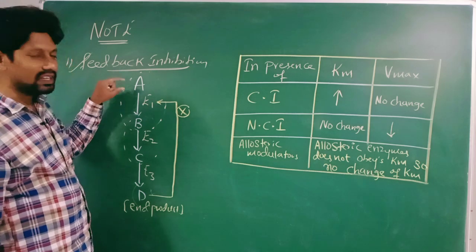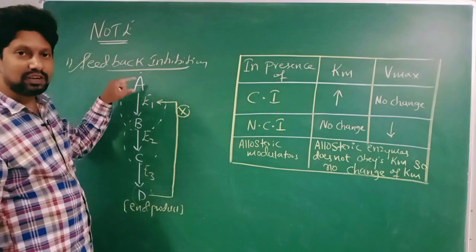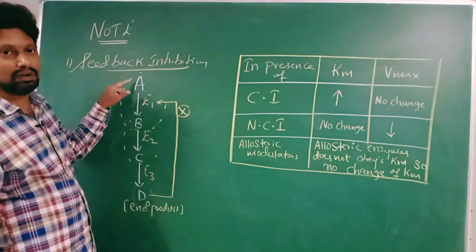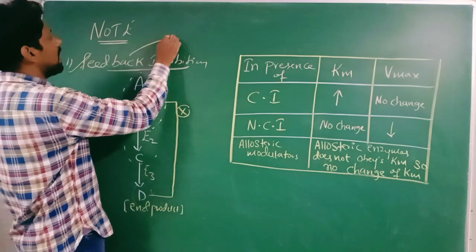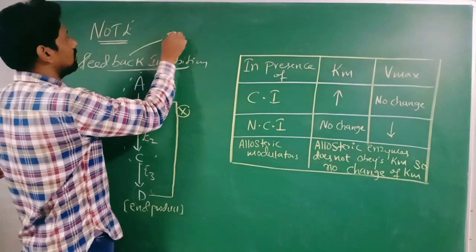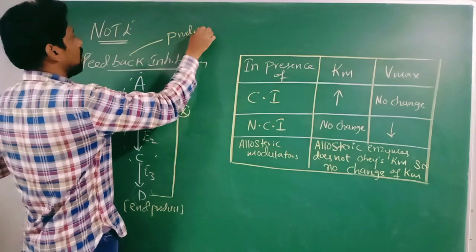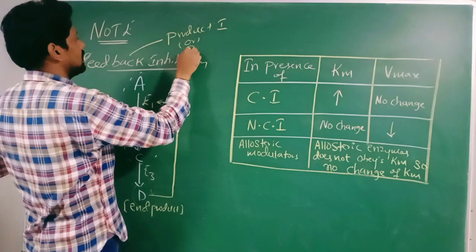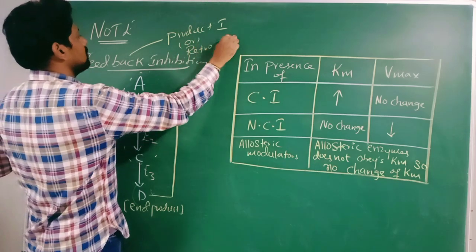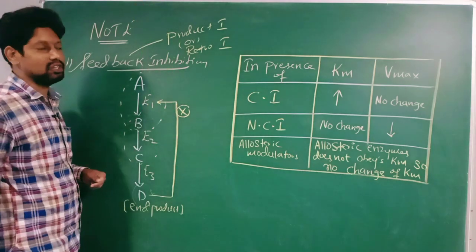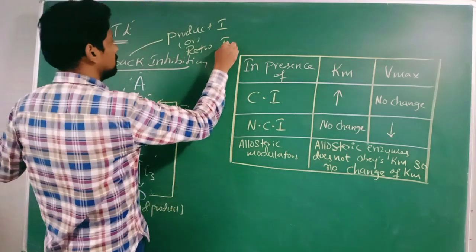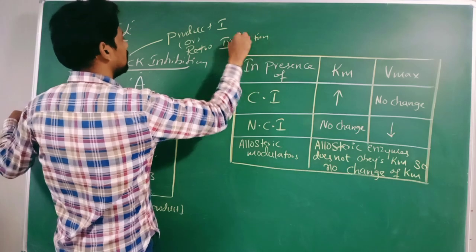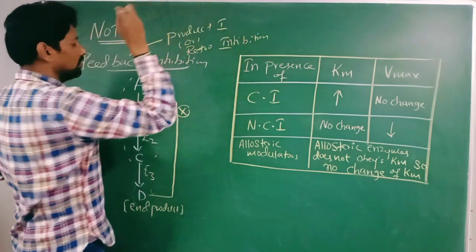Here, who is inhibiting the enzyme of the first reaction? The end product is inhibiting the enzyme of the first reaction. So, feedback inhibition is also called product inhibition or retro inhibition.